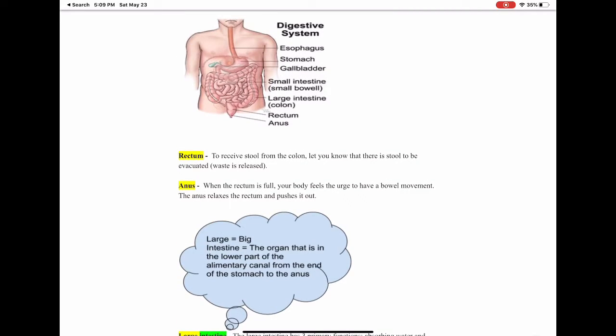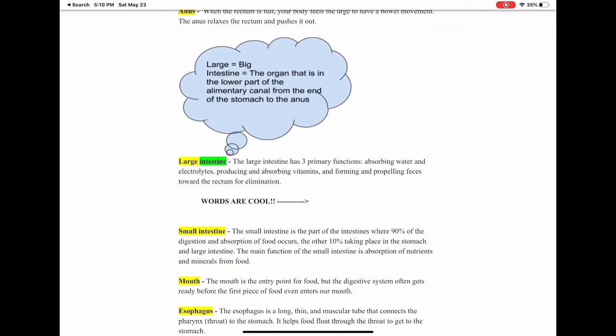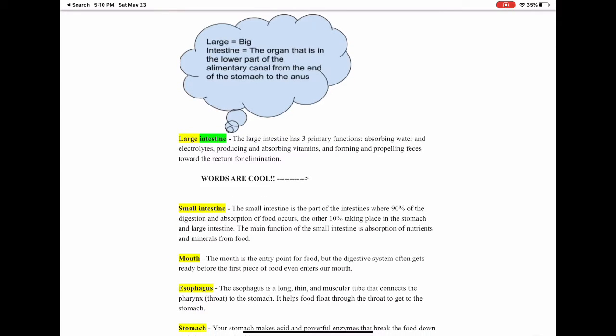This is when the rectum is full. Your body feels the urge of a bowel movement, so the anus relaxes the rectum and pushes out the waste that is about to come out of you. The next part is the large intestine, which is in both the digestive and excretory system. The large intestine has three primary functions: to absorb water and electrolytes, produce and absorb vitamins, and form and propel feces toward the rectum for elimination.